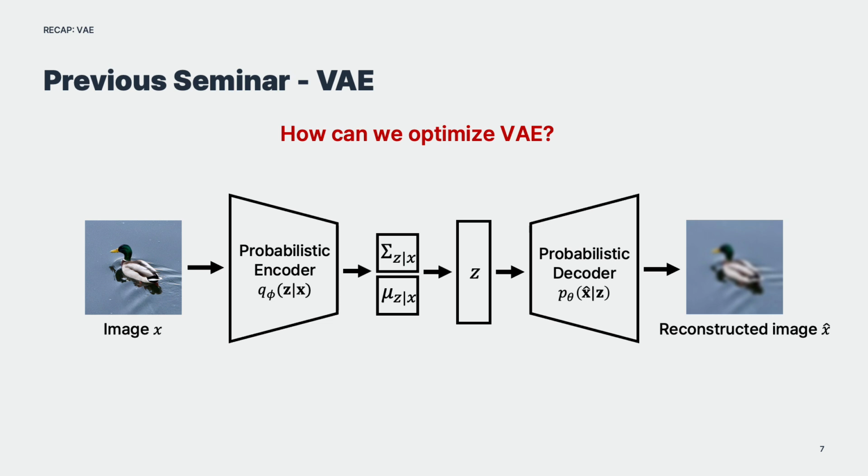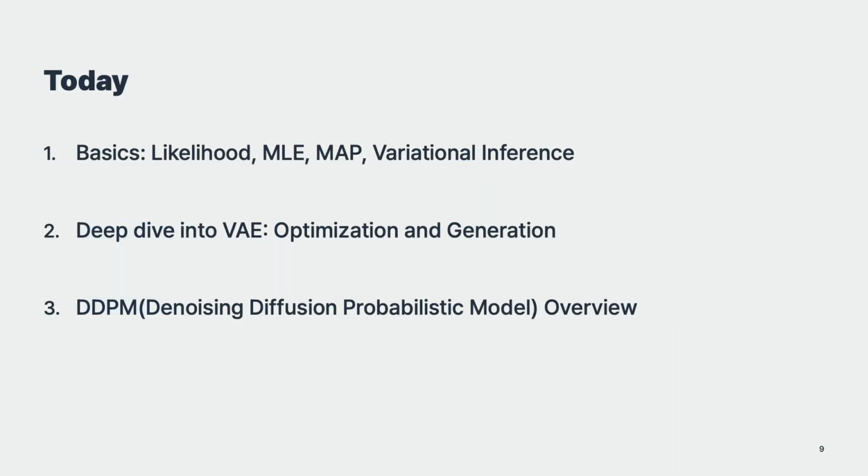So how does the VAE actually optimize this ELBO objective in practice? Then how are the VAE model and diffusion model related? Today we'll explore the mathematical foundations underlying this line of inquiry, including likelihood, maximum likelihood estimation, maximum a posteriori, and variational inference. Then we'll delve deeper into the VAE, examining its optimization process and sample generation. Finally, we'll provide an overview of DDPM, denoising diffusion probabilistic models.